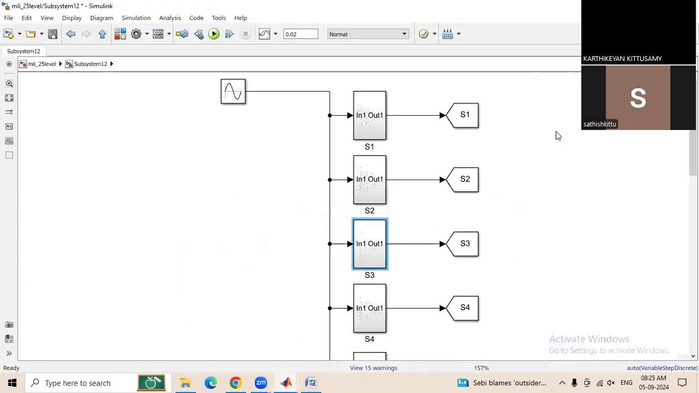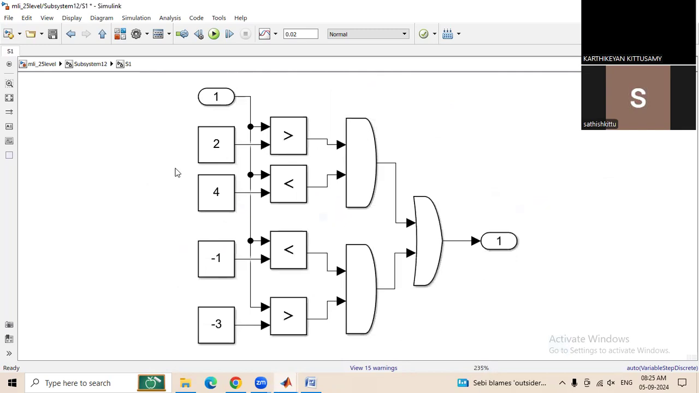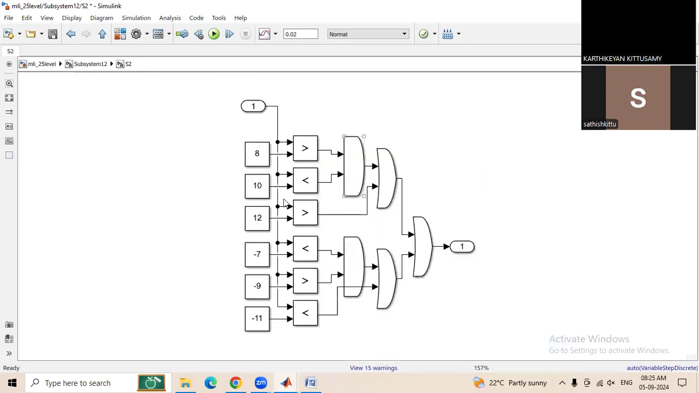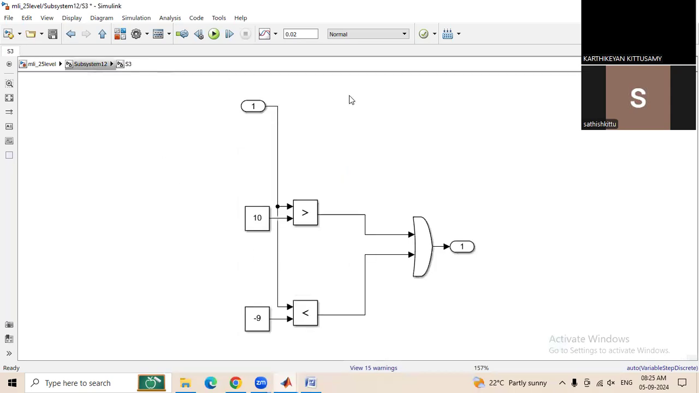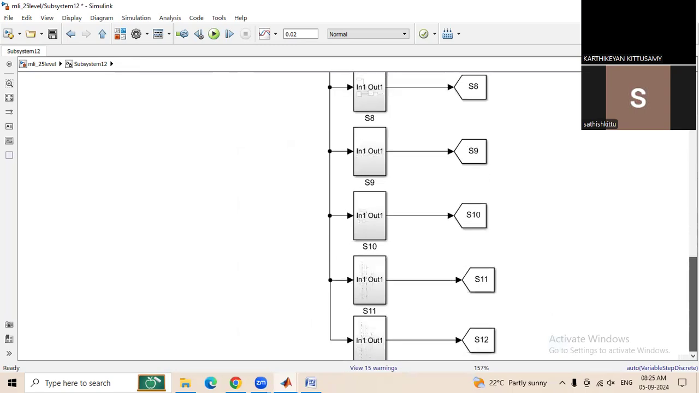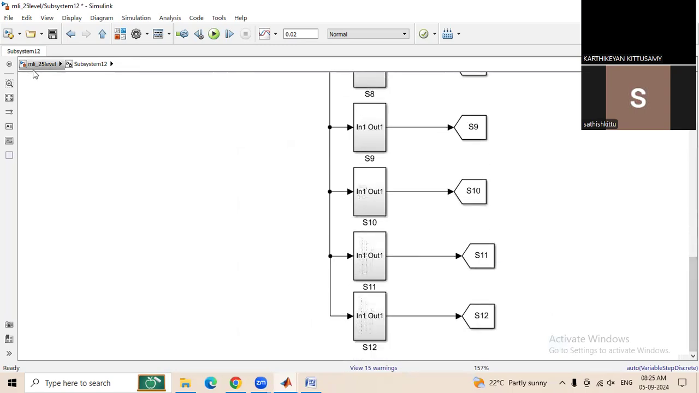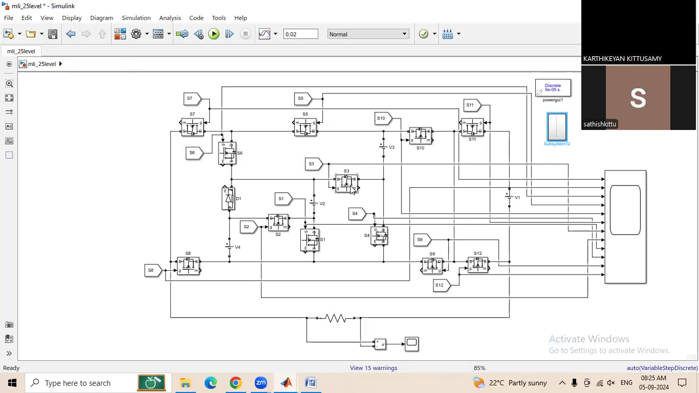Here, the pulses are generated for each switch. According to the switching table, the pulses are generated. Here for S1, the switch will be on in the positive cycle for modes 2, 3, 4. In these 3 signals, pulses will be generated and the switch will be on. Similarly for S2, and for S3, individually we are generating the pulses for 12 switches. And those pulses will be provided to the MOSFETs.